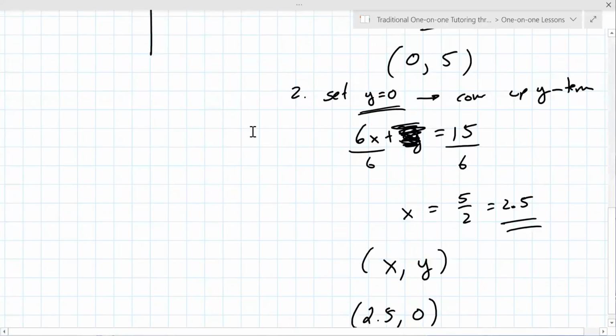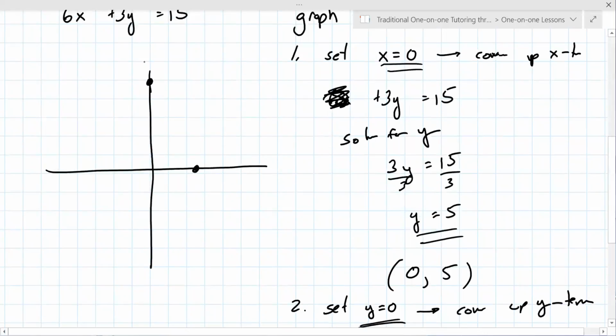Okay, that makes a lot more sense. 2.5 comma 0 is like right here, and then you just connect the two.